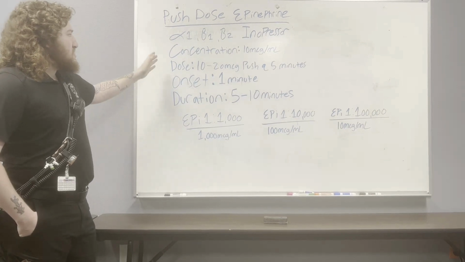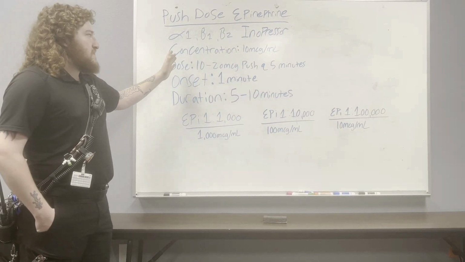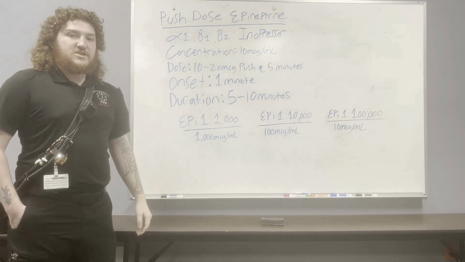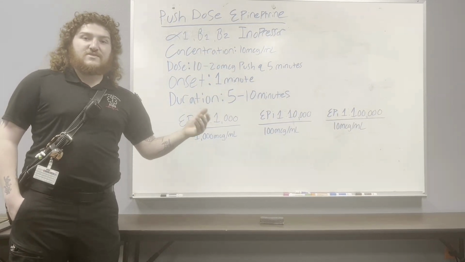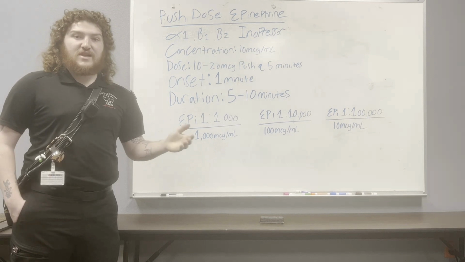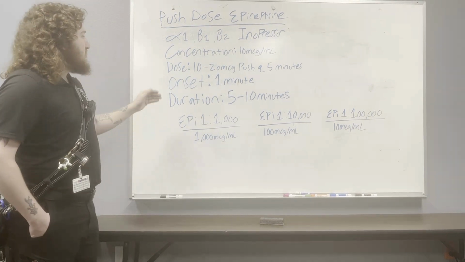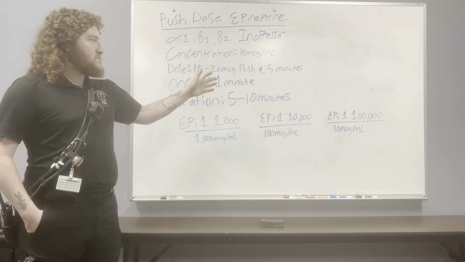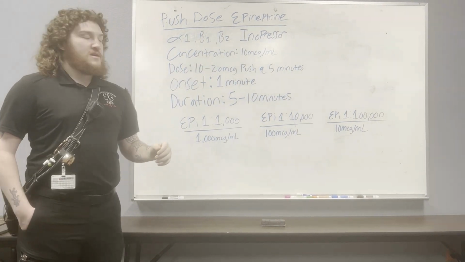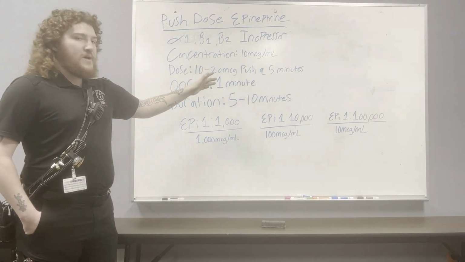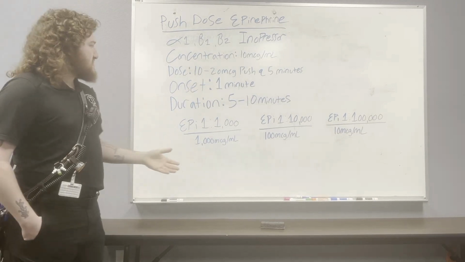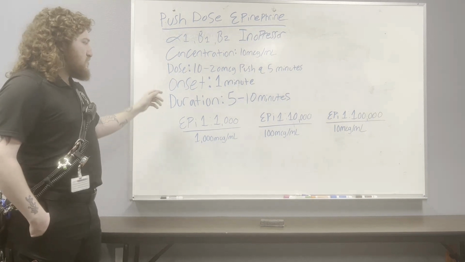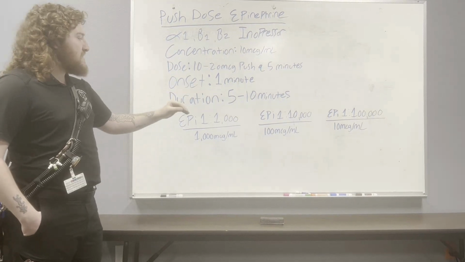The most common concentration of push-dose epinephrine is going to be 10 micrograms per ml. That's something that we'll have to mix, diluting our concentrations of epinephrine to make that. The dose of push-dose epinephrine is going to be 10 to 20 microgram pushes every 5 minutes, so that's going to be 1 to 2 mLs every 5 minutes. The onset is about 1 minute, and the duration is going to be about 5 to 10 minutes.